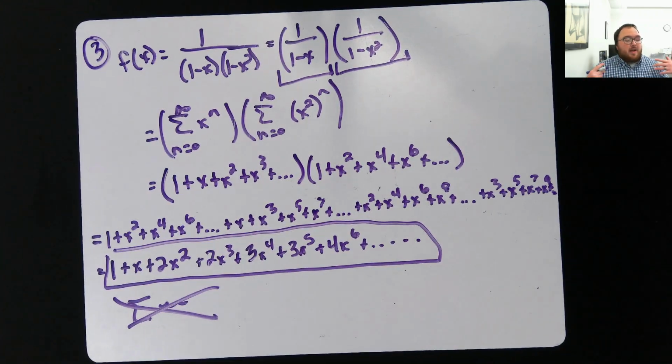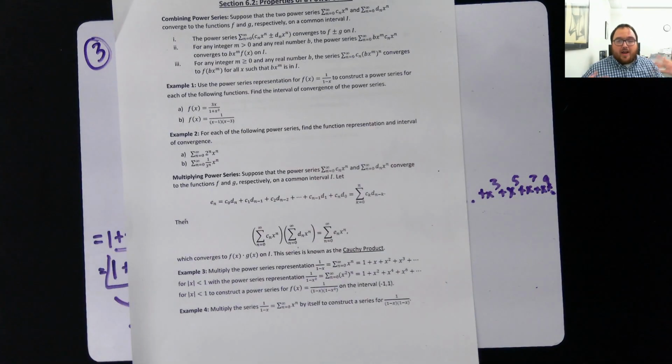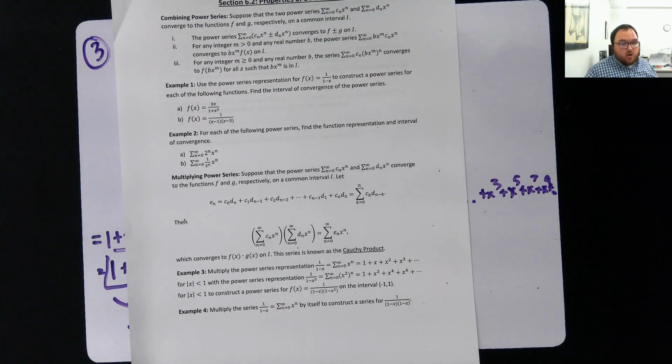So again, this is math you've already done. There's nothing calculus-y about this. This is math you already know. Example number 4 is going to work the same way, except they don't give you as much stuff, but it's stuff we already know, so we can work it out. Multiply this series 1 over 1 minus x, which we know is the sum of x^n, by itself to construct a series for 1 over 1 minus x times 1 minus x.